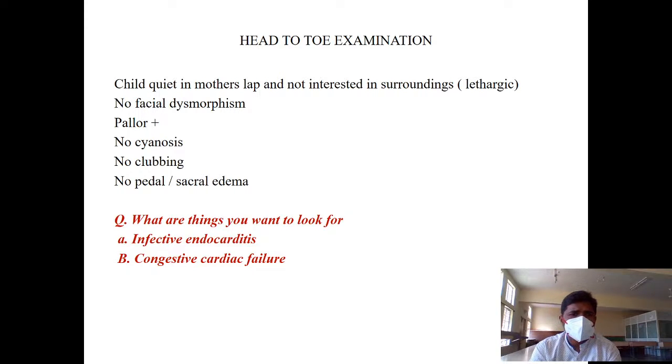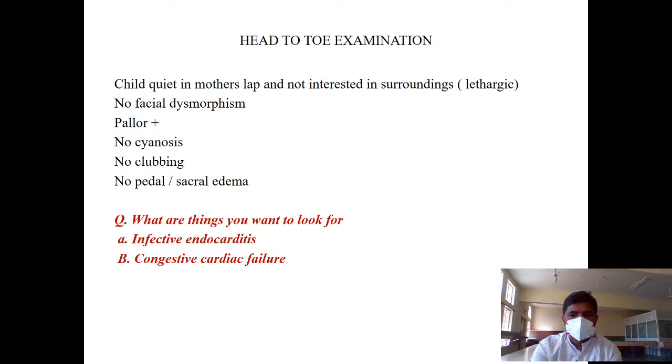Then you need to look for dependent edema. Children having cardiac failure can have dependent edema, and those who are ambulatory, about 2 years or 3 years age group, can have edema on the foot. But most of the time, in the below 2 years age group, they lie in a supine position. So the dependent edema is in the buttocks, or in the sacrum, or in the nape of the neck. These are the areas you need to look for dependent edema.